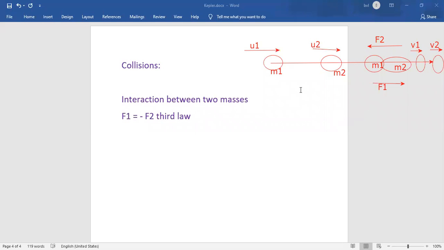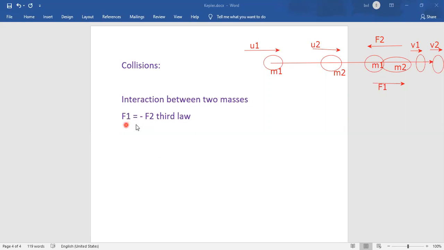I'll again repeat the situation here: two masses are moving with initial velocities. This is the initial velocity of the first mass and the initial velocity of the second mass, u1 and u2. When they strike, when they are in contact with each other, collision takes place. During this time, the first mass applies a force F1 on the second mass, and the second mass applies a force F2 on the first mass.